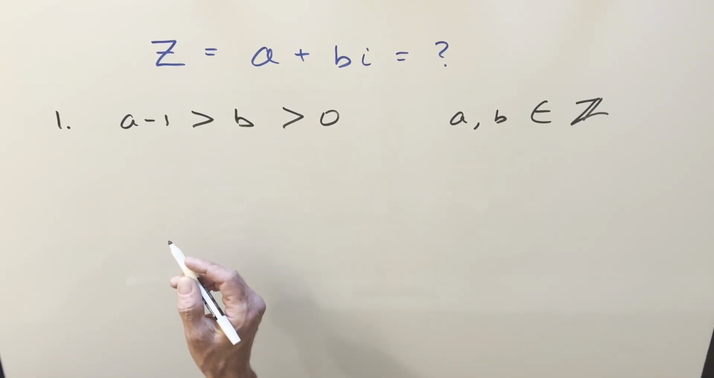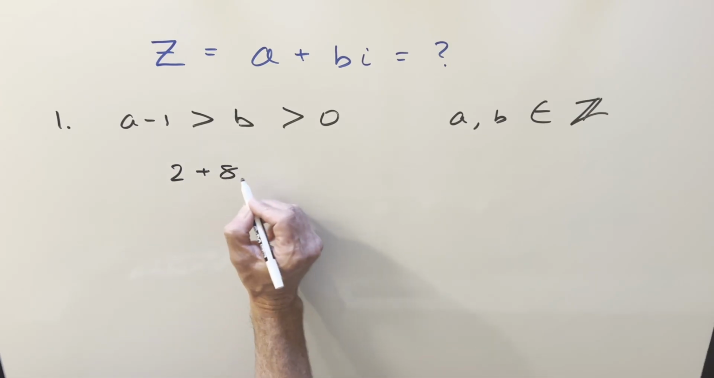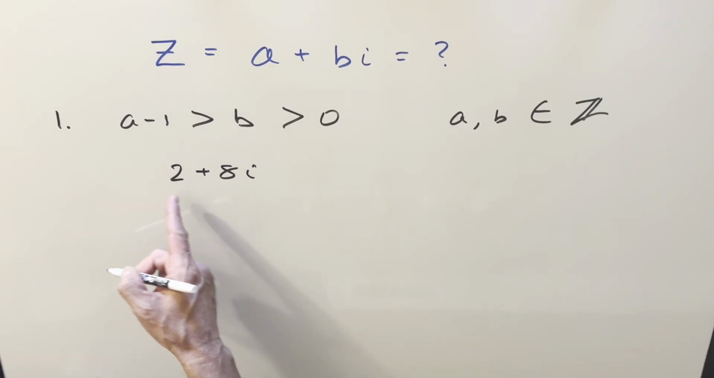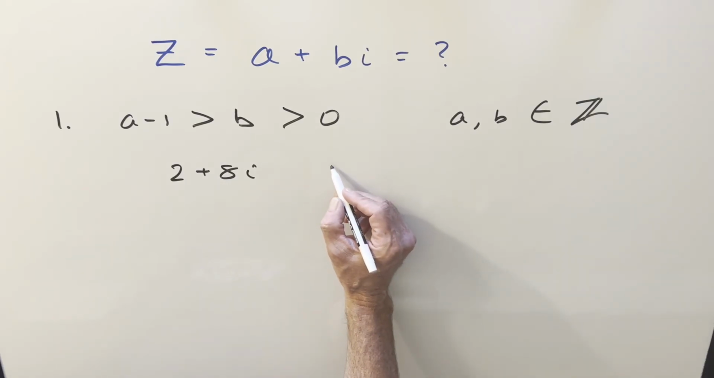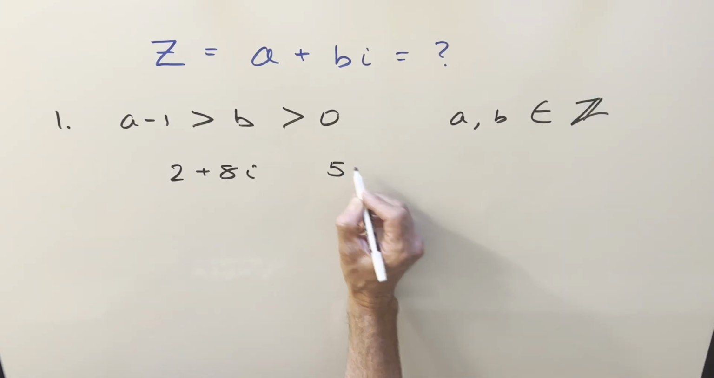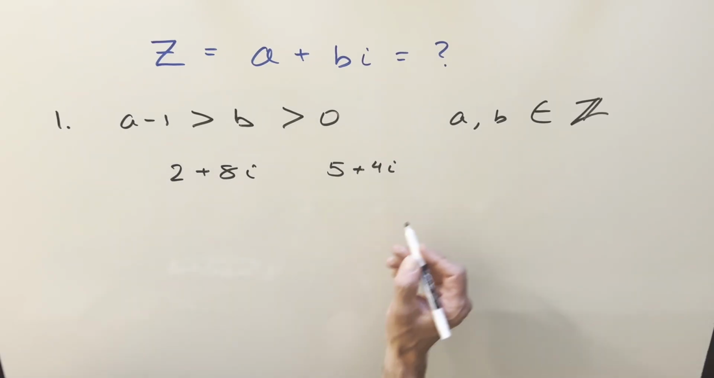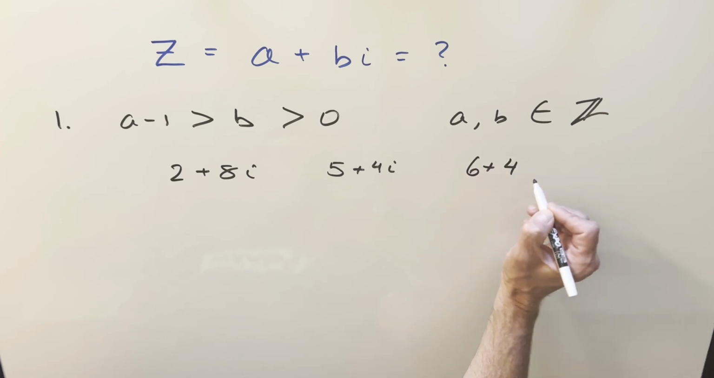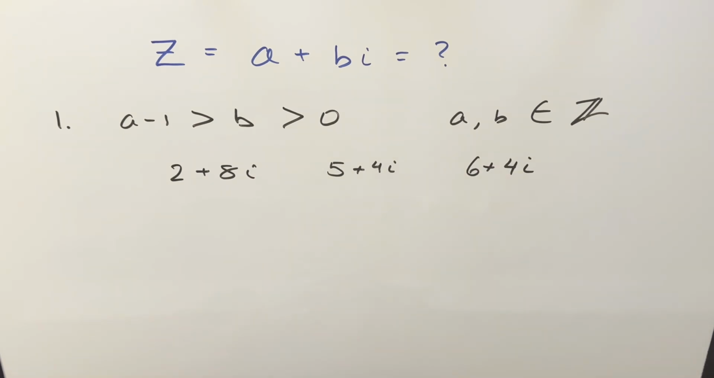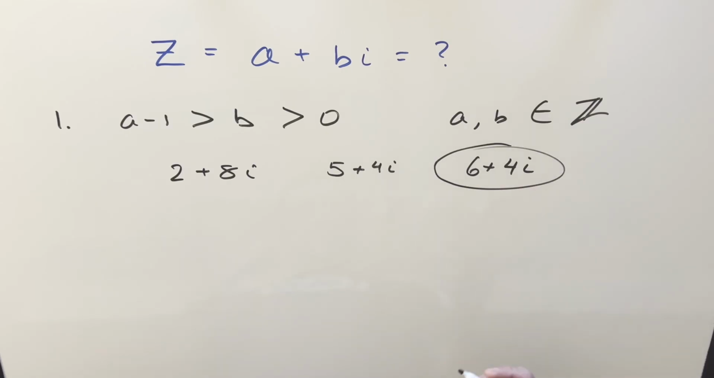So what that's going to do, for example, like 2 plus 8i, not valid because a is less than b. But we want a greater than b, and we also can't have something like 5 plus 4i because then we have consecutive terms. We've got that minus 1. So something that could work would be something like, let's say, 6 plus 4i. So we want something like this, but that's still probably way too many things to guess from, right?